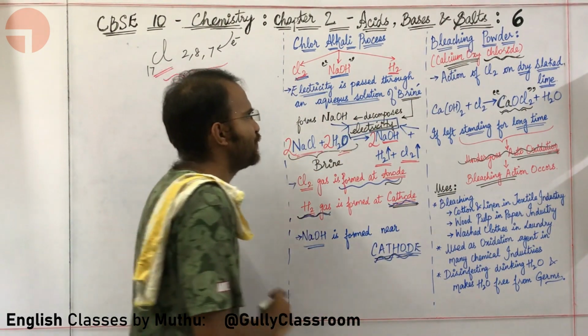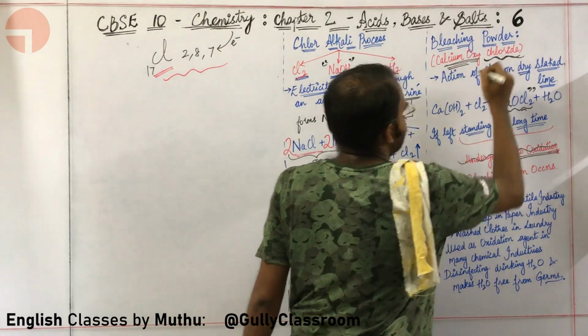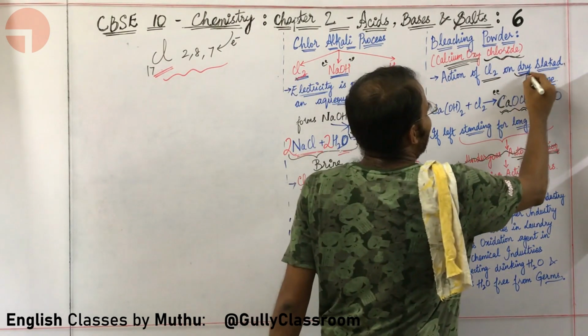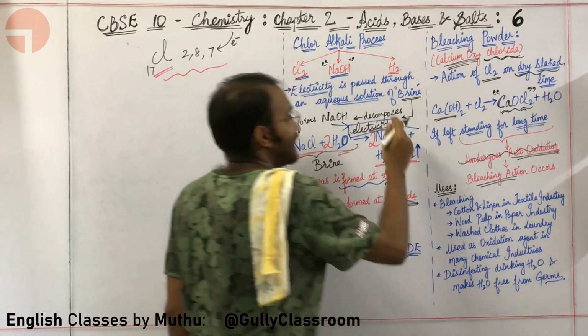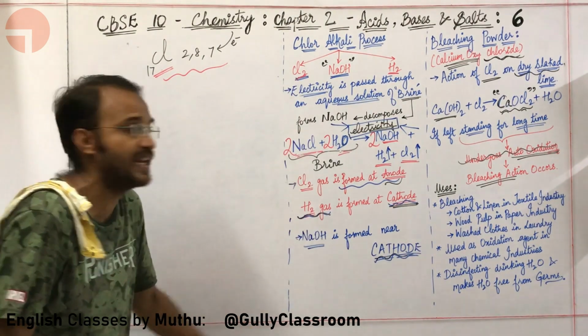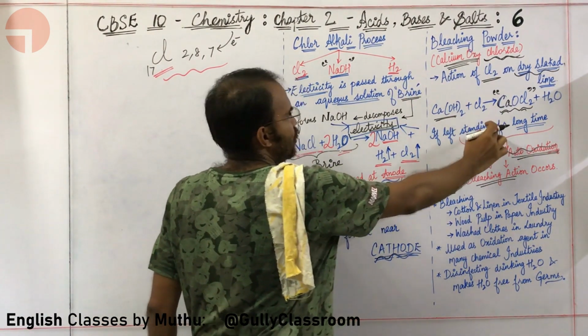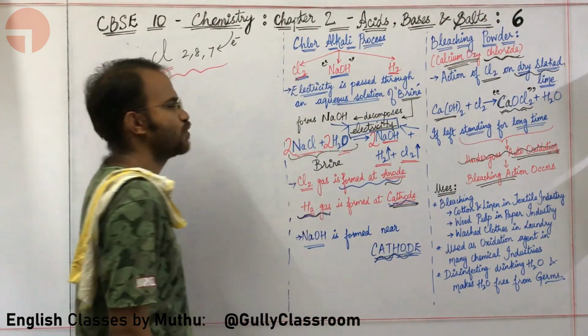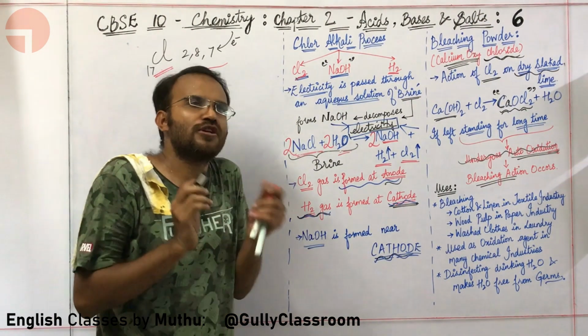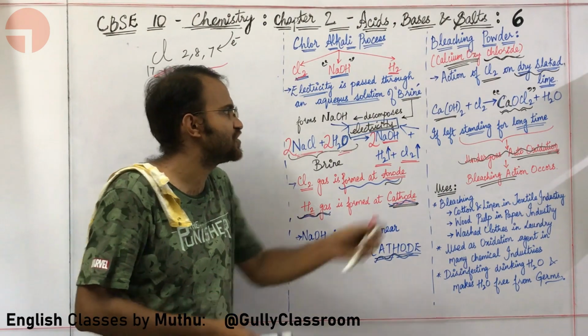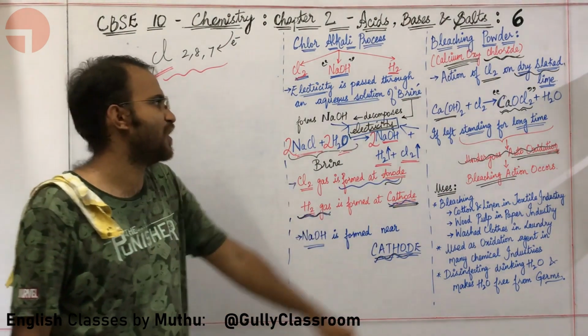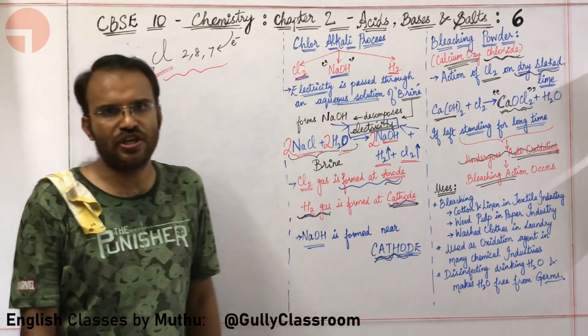Bleach is manufactured by the action of chlorine gas on dry slaked lime. What is slaked lime? Calcium hydroxide is called slaked lime. So if I am taking some slaked lime and putting dry chlorine to it, I will get bleach plus water. Okay, sir. So the formula for bleach is CaOCl2. Yes, the formula for bleach is CaOCl2.